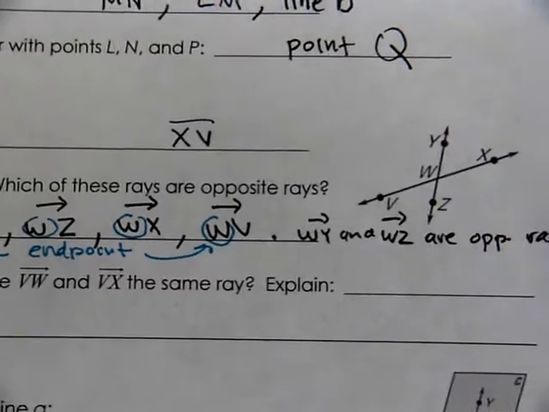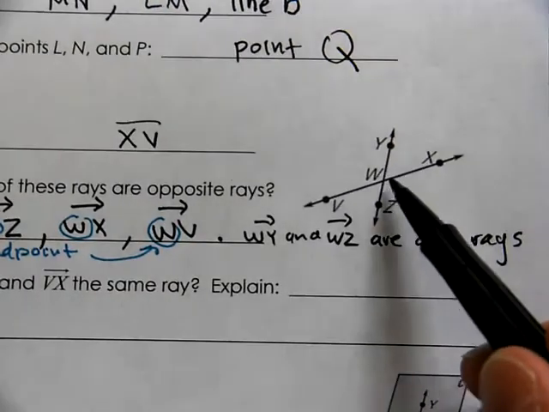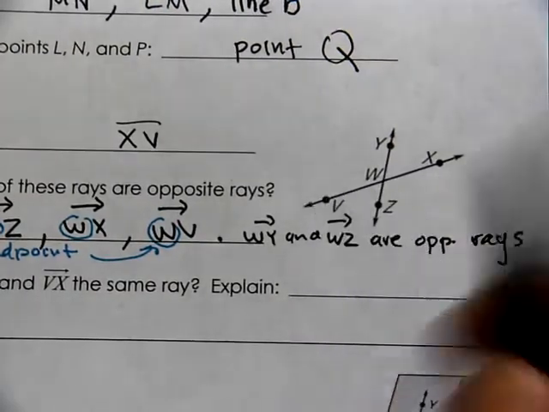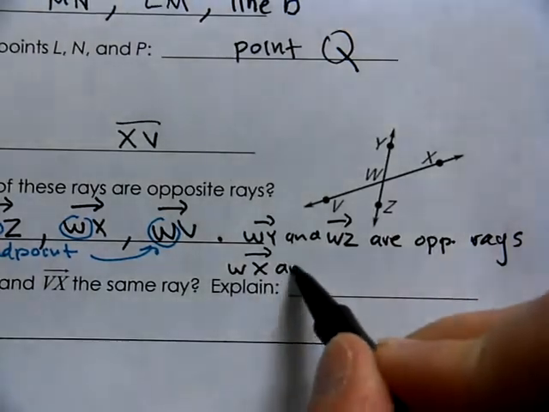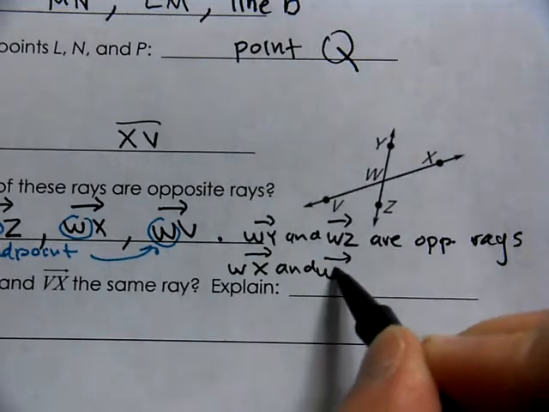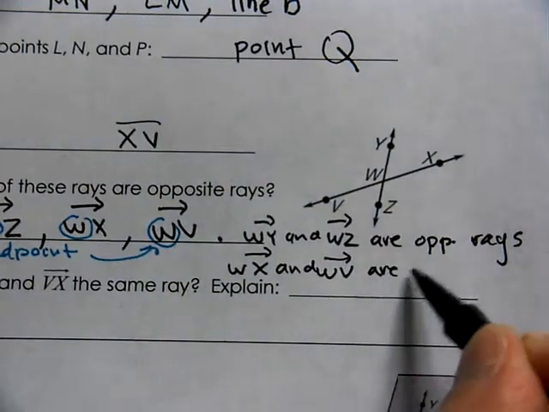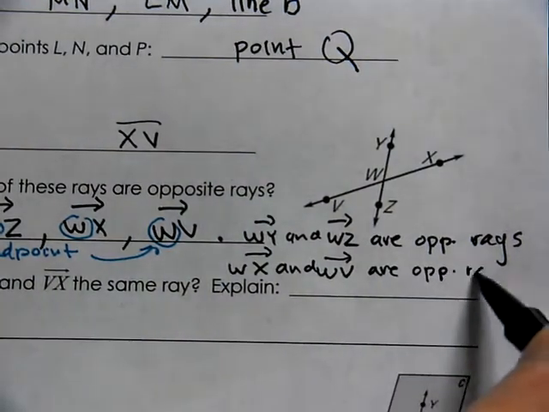And then in the same way we have the rays going to the right and to the left. So we have ray WX and ray WV are opposite rays.